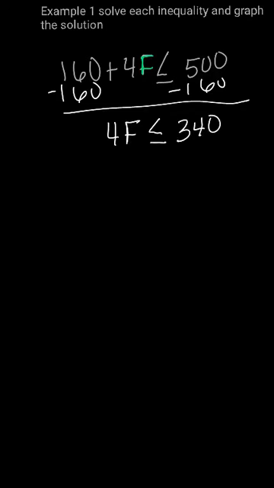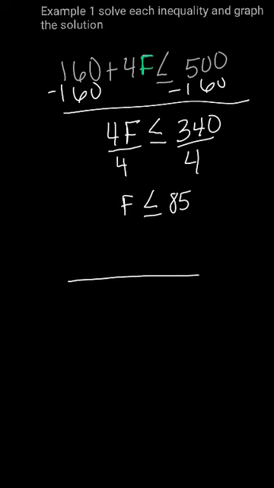340. So now I have 4 times f, so I want to do the opposite operation. I'm going to divide both sides by 4. So 340 divided by 4. On this side I'm left with f is less than or equal to 85. So now I need to do a graph.